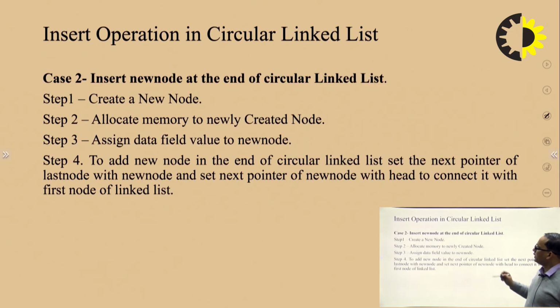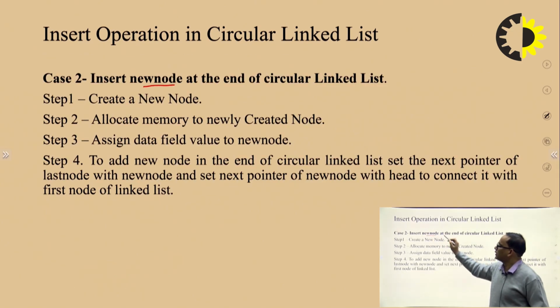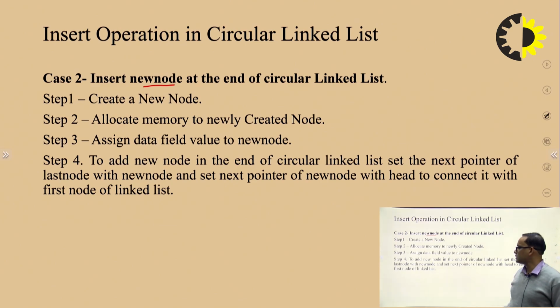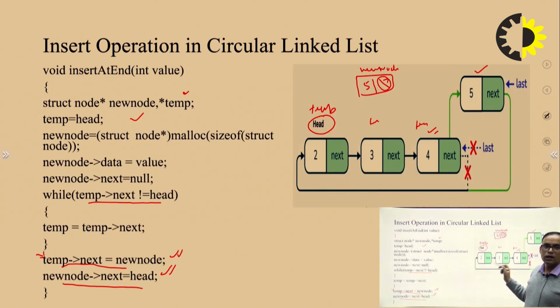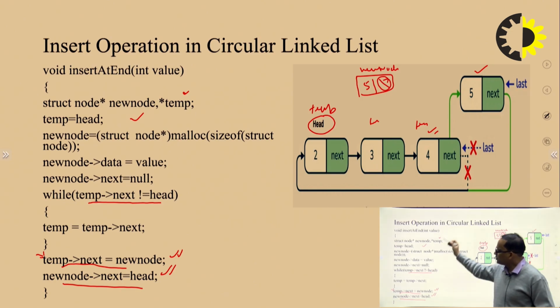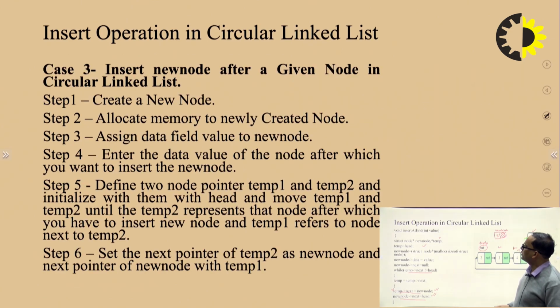So to add or to insert a new node at the end of the circular linked list, these are the steps, and this is the graphical structure or diagram of how we can add a new node at the end of the circular linked list. This is the pseudo code, or simply the C programming code, to insert a new node at the end of the circular linked list.